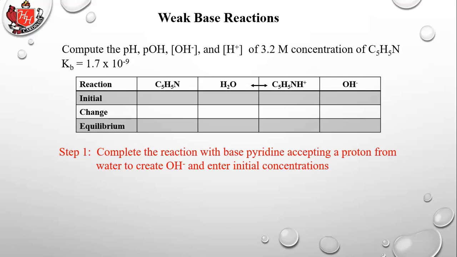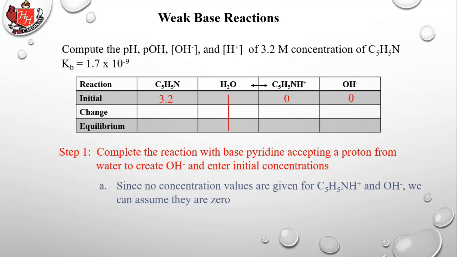Okay, so we're ready to go ahead and put in our numbers. We start off with 3.2 molar C5H5N. We ignore the water. And then over on the right side, at the beginning, this is not a common ion problem, so put that out of your mind from the previous problem that we did. It's going to be 0 and 0 to start with over on the product side. Since no concentration values are given for C5H5NH+ and OH-, we can assume they're 0.